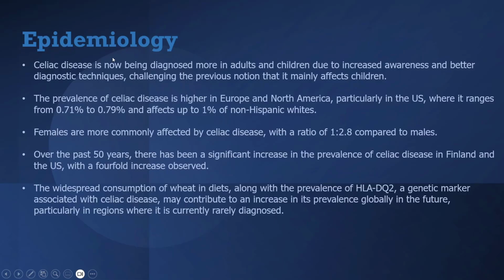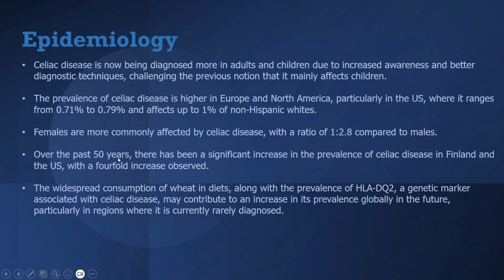If you come to the epidemiology part, celiac disease is now being diagnosed more in adults and children due to increased awareness and better diagnostic techniques, challenging the previous notion that it mainly affects children. The prevalence of celiac disease is higher in Europe and North America, particularly in the United States, where it ranges from 0.71% to 0.79% and affects up to 1% of non-Hispanic whites. Females are more commonly affected by celiac disease, with a ratio of 1 to 2.8 compared to males.